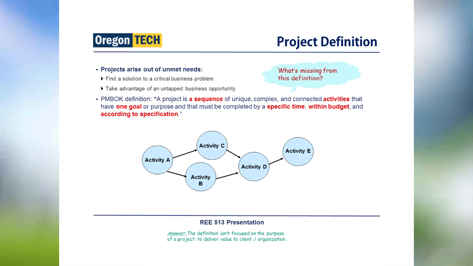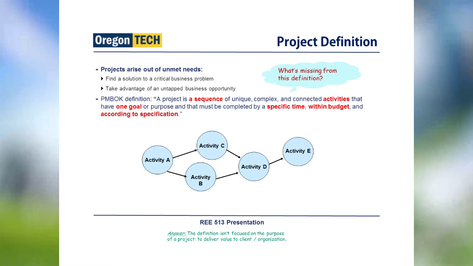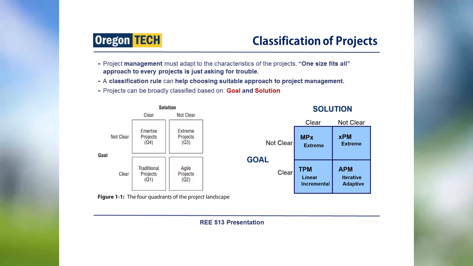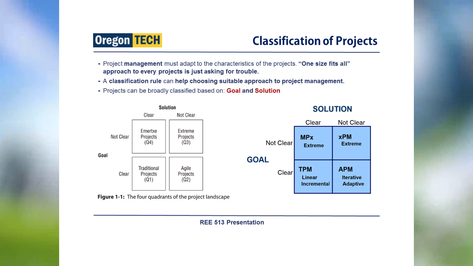So, what is missing from this definition? The definition doesn't focus on the purpose of a project, that is, to deliver value to the client or organization. Project management must adapt to the characteristics of the project. A one-size-fits-all approach to every project is just asking for trouble. We need to classify projects in order to choose a suitable approach to project management.